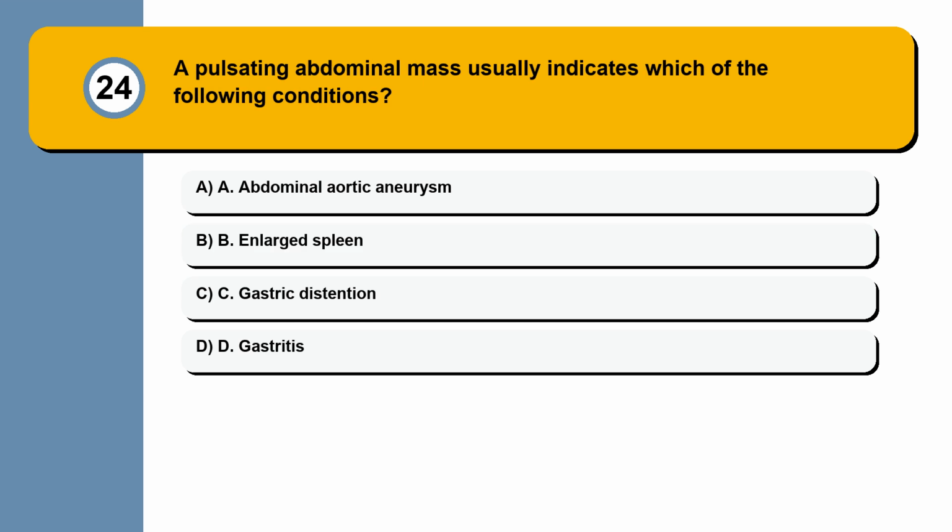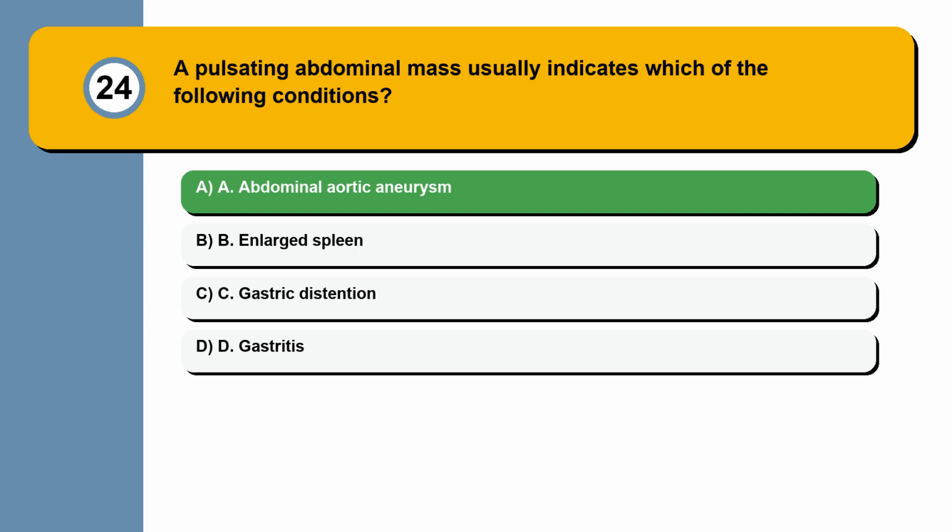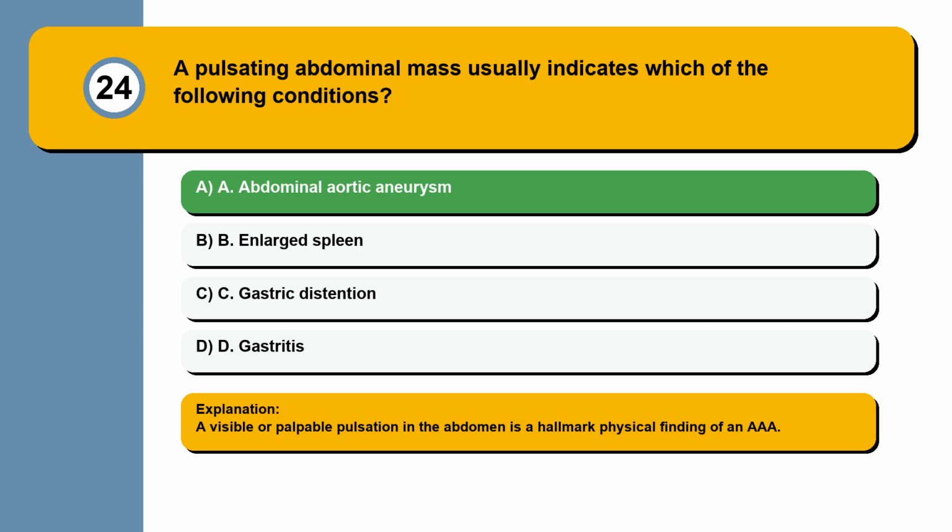Question 24. A pulsating abdominal mass usually indicates which of the following conditions? A. Abdominal aortic aneurysm. B. Enlarged spleen. C. Gastric distension. D. Gastritis. A visible or palpable pulsation in the abdomen is a hallmark physical finding of an AAA.